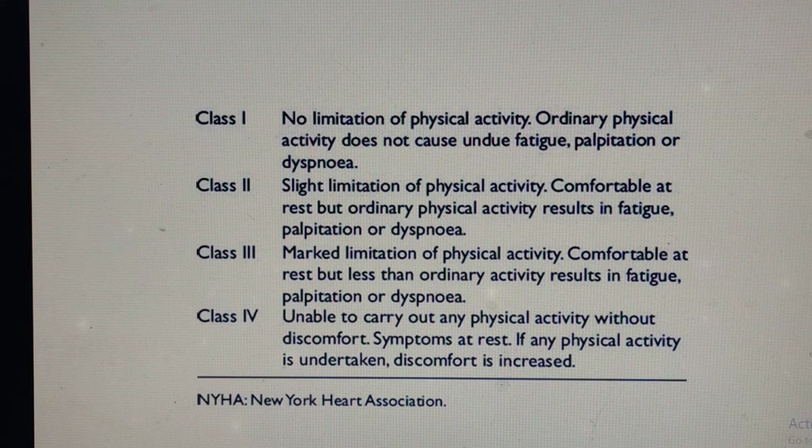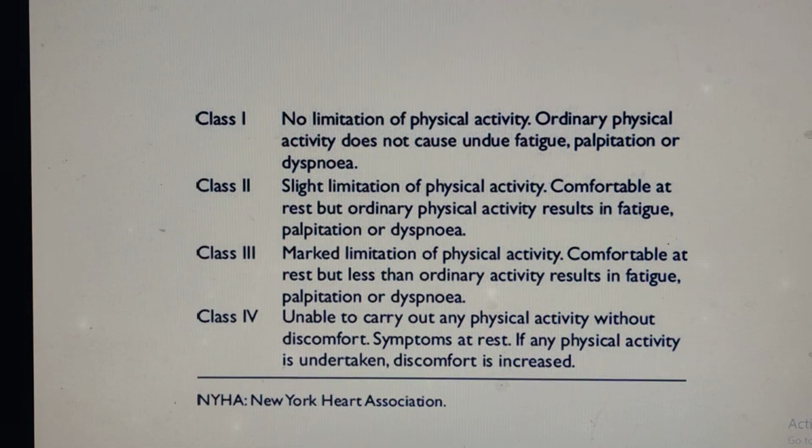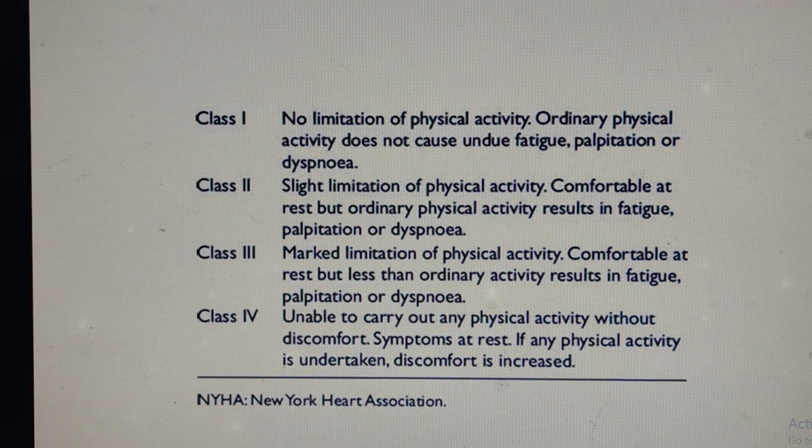Even if you're not doing anything, you're having symptoms, you're having shortness of breath, you're getting tired. Even if you're sitting in the bed, you're not able to do your normal day-to-day activities. That means you're not able to take a shower, you're not able to eat by yourself, you're not able to use a washroom. So all this will put you in class 4, right?